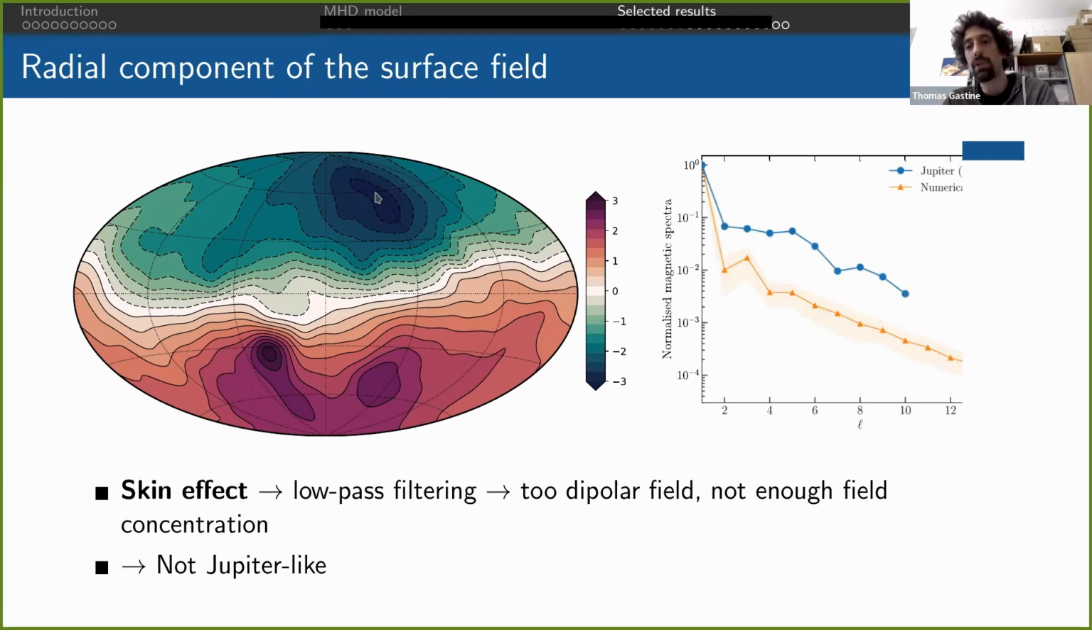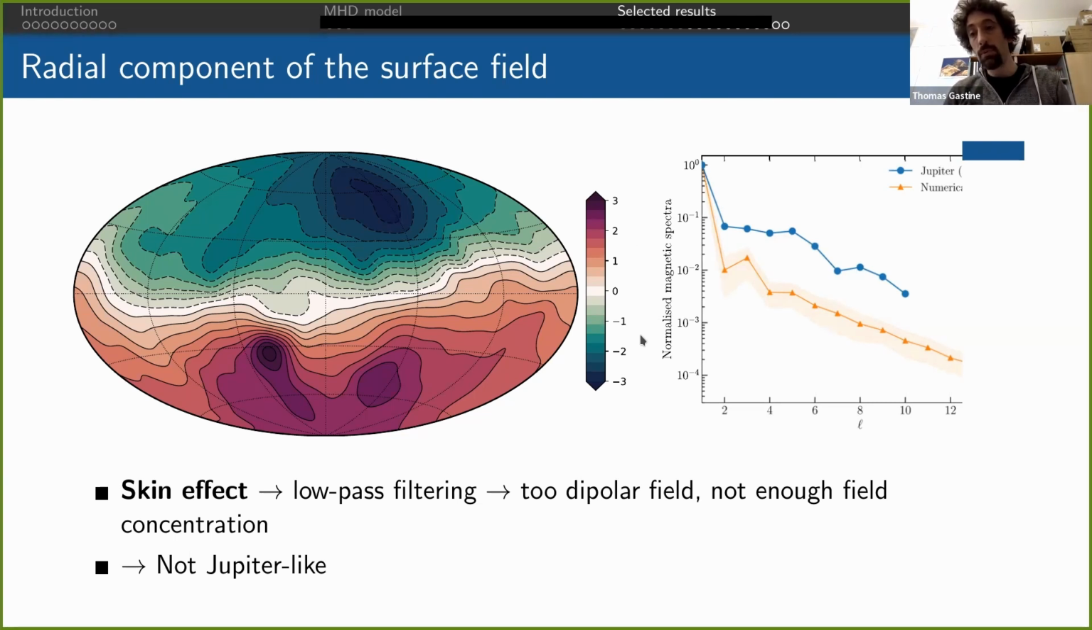Now, unfortunately, if we look at the magnetic field, we observe here, for instance, the radial component of the surface field. We observe a field which is dipolar, but which is way too dipolar as compared to the Jovian magnetic field. It lacks small scale features. It doesn't feature any more elongated structure.